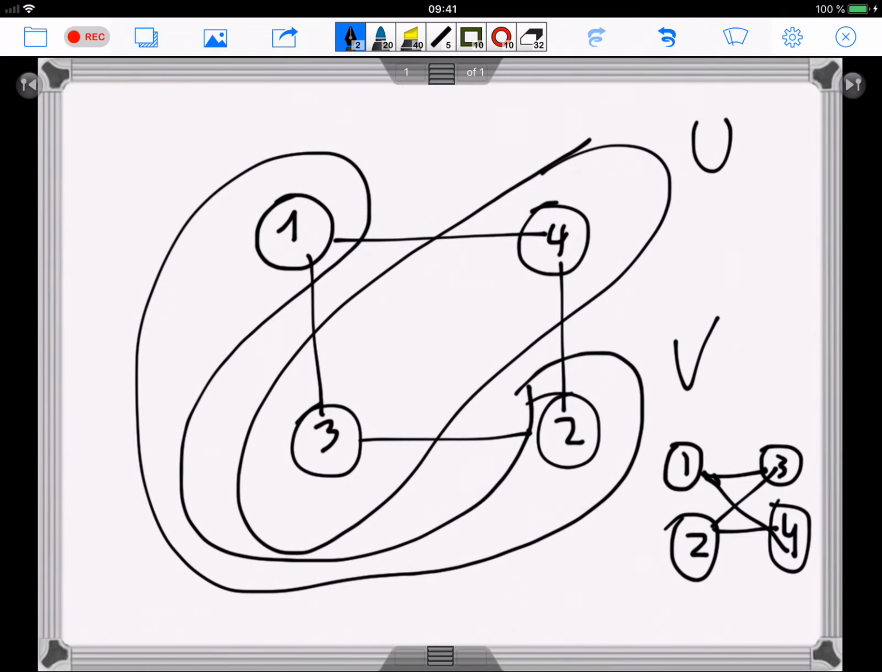Okay, and if I want to form another cycle, for instance, I can go from 1 to 3 and back, and that has length 2. Okay, so any cycle that I can form here has length which is even. Okay, so I can check that.